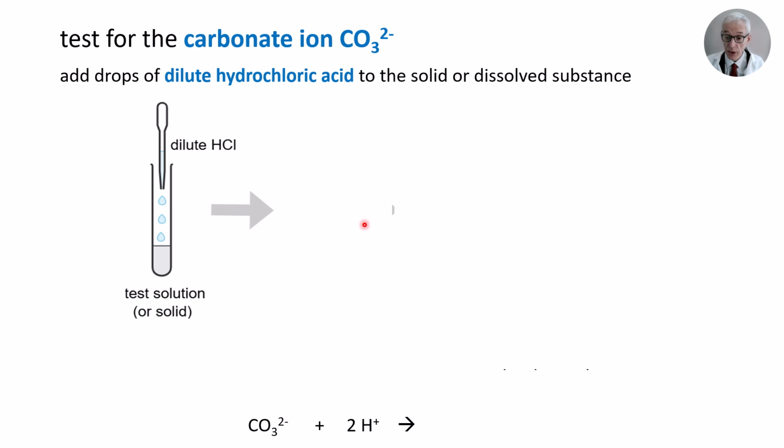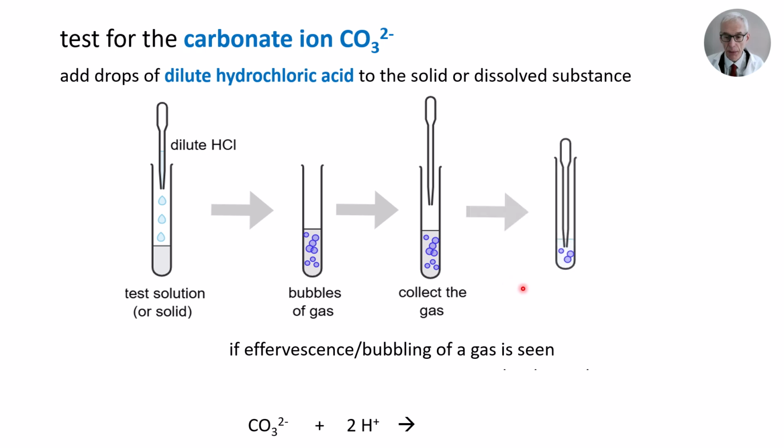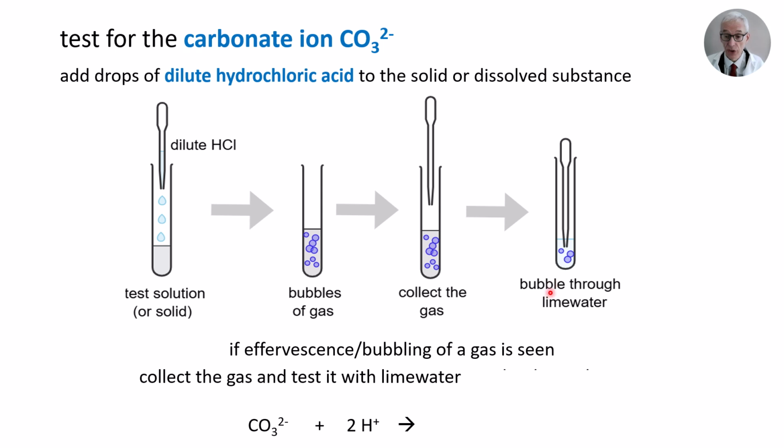Let's start with the carbonate ion, CO3 2-. Does the test solution or solid contain the carbonate ion? Well, to find out, add dilute hydrochloric acid. If there are bubbles of gas, collect that gas and bubble that through a chemical solution. What is the name of that solution? Pause. Can you tell me? Okay, so that chemical solution is lime water.